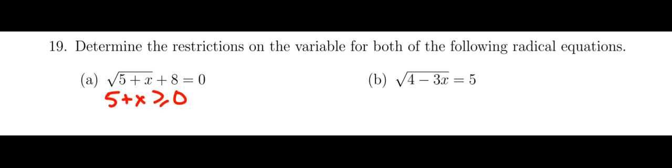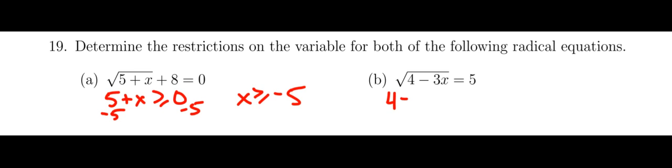Now, to get the restriction on the variable, I just treat this like an equation, really, and I'm going to subtract 5 from both sides. So here I'm going to get that x is greater than or equal to -5. And as long as that's true, I will be able to find a solution to that equation. I don't know what it is yet, but whatever the solution is, it will be bigger than or equal to -5. For this one right here, similar sort of thing.